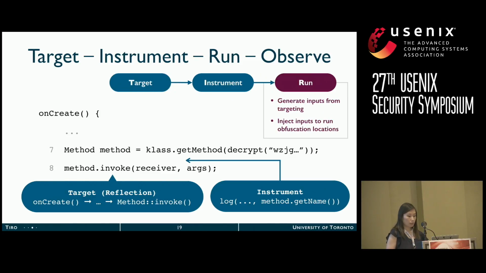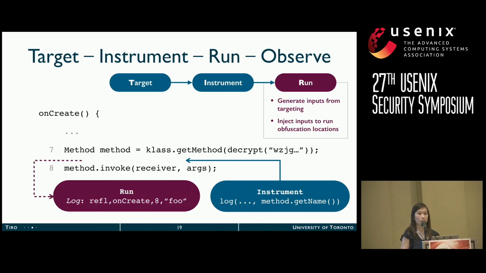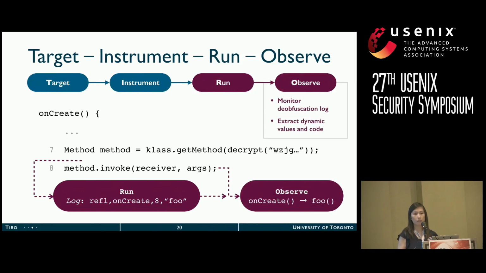In the dynamic run step, it'll take the previous targeting information and generate inputs that will trigger this path from onCreate to method.invoke. And as it executes this path, the instrumentation will log that the reflection in this method at this location can result in this foo method being invoked. And in the observe phase, Tiro will take this information and model the flow from onCreate to foo.